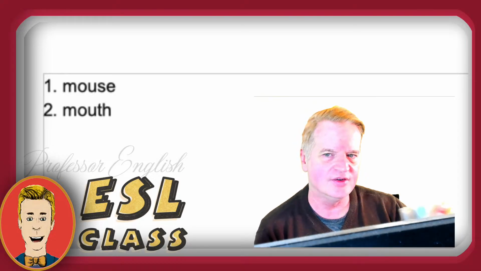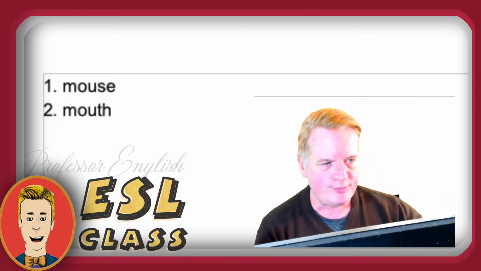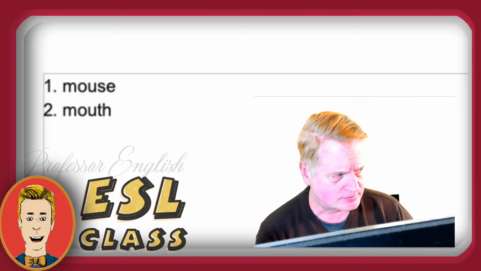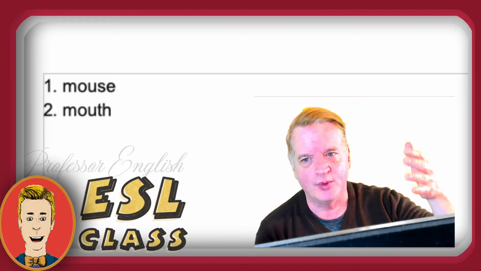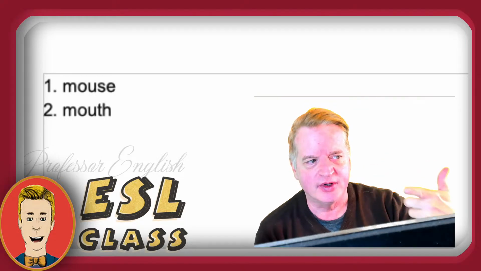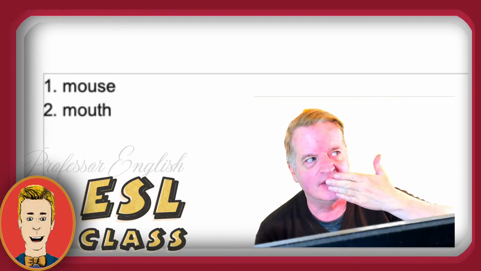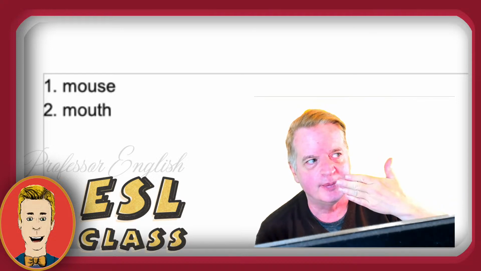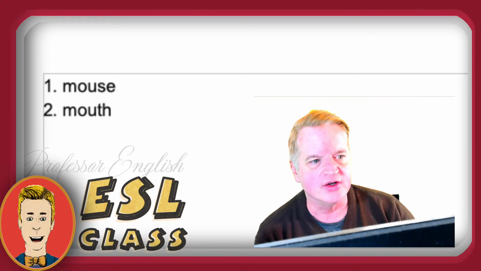All right. How do you say number 1? Mouse. How do you say number 2? Mouth. That's right. So the only difference between number 1 and number 2 is where you put your tongue. When you say mouse, it's just kind of in, not really touching your teeth. But when you say mouth, you have to bite your tongue. Mouth.